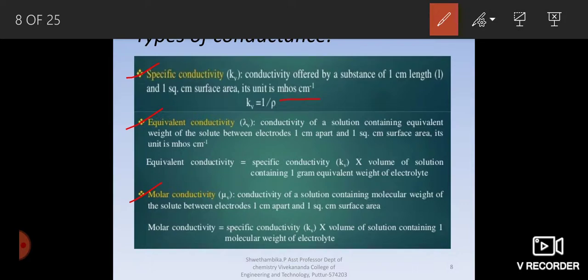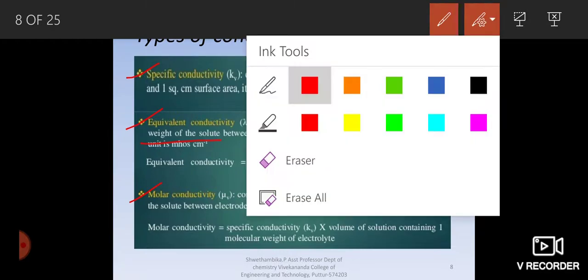Then equivalent conductivity is defined as the conductivity of a solution that contains an equivalent weight of a solute, present between electrodes 1 centimeter apart with 1 centimeter square surface area. So to the specific conductance definition, we have to add one line. Equivalent conductance is also the conductance when we take electrodes of unit area kept apart by unit distance, but now it is obtained by dissolving an equivalent weight of the solute.